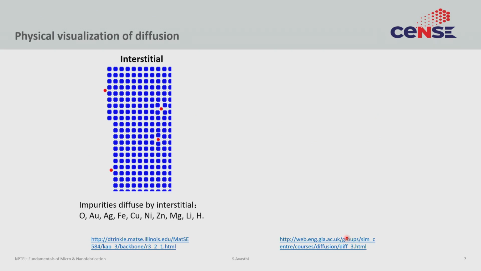So, just to give you some visualization, here is a slide that shows what interstitial diffusion looks like. This is the surface that is exposed to the red atoms, which are your impurities, and with time, given enough temperature, these red atoms will sneak their way in by moving from one interstitial position to another.